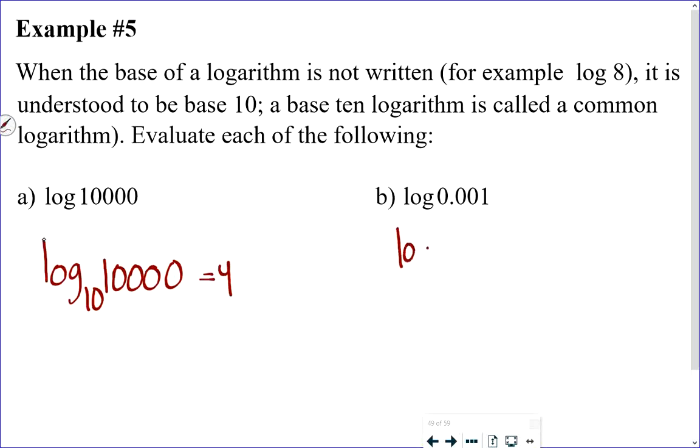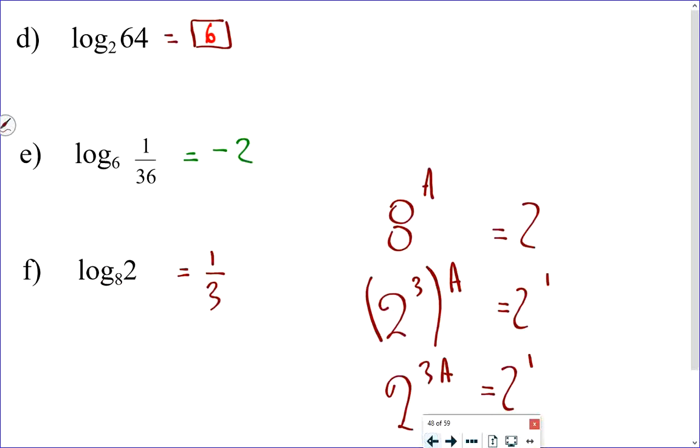This is log base 10 of 1 over 1,000, which will be -3, because 1 over 1,000 is 1 over 10 to the 3, which is 10 to the -3. And I'm going to show you a trick now. It's a really useful trick. It could have been used here with e.